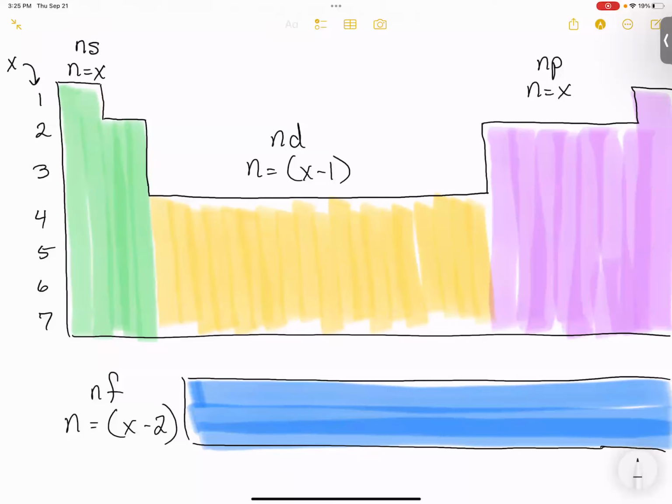Then group 1 and group 2 are known as the S block, because the elements in that portion of the periodic table, their last electrons wind up in the S subshell. And specifically, I call it the NS block. So in other words, N is your principal quantum number. It is equal to the period number in that case. So for instance, hydrogen, which is the first element on the periodic table, its last electron will be in the 1s block. And I actually made a tiny, tiny mistake.